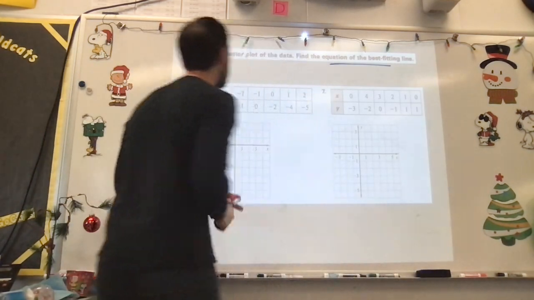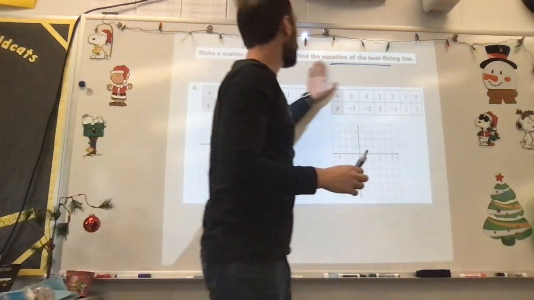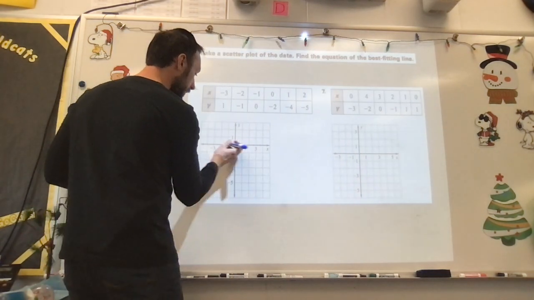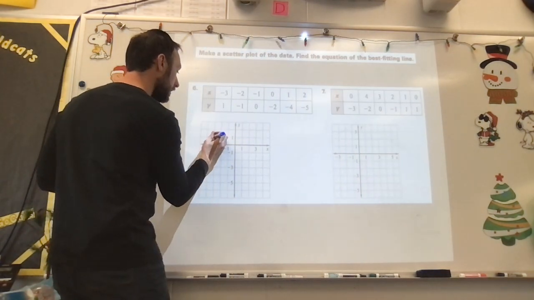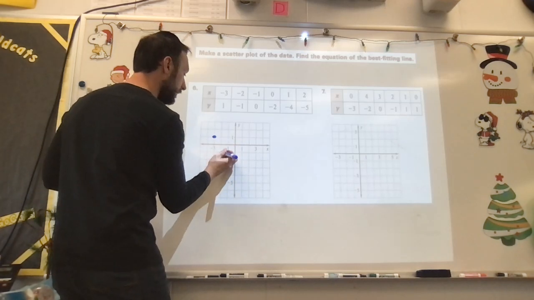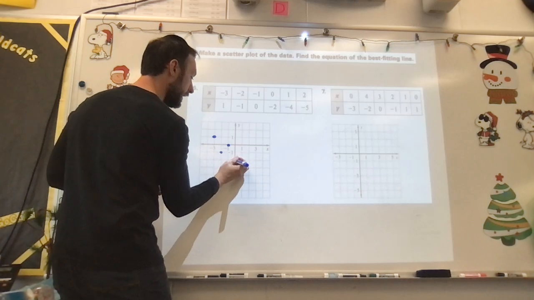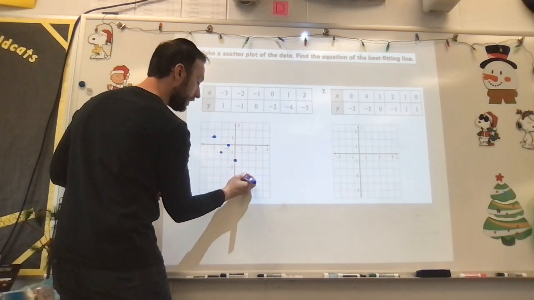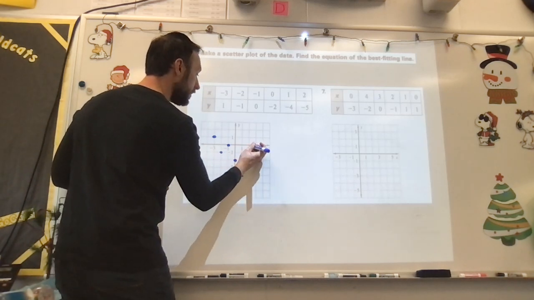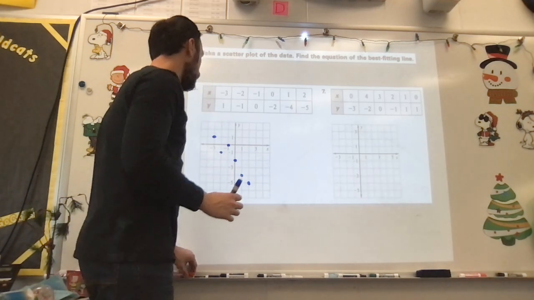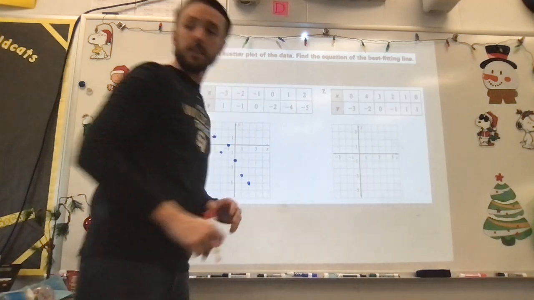This one says, same thing as the last one, we just need to graph it and then draw a line of best fit. So I have (-3, 1), (-2, -1), (-1, 0), (0, -2), (1, -4), and (2, -5), right about there. So there is my graph.